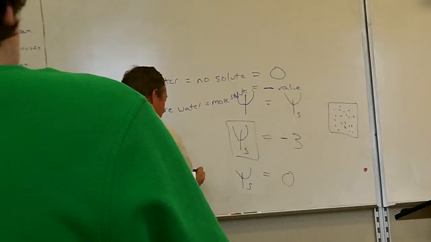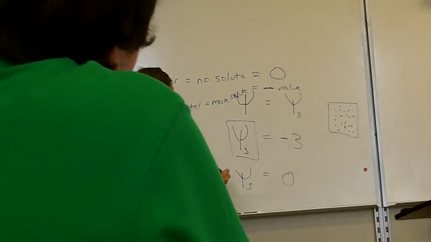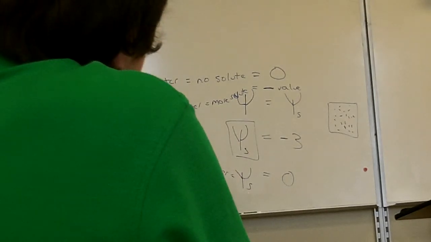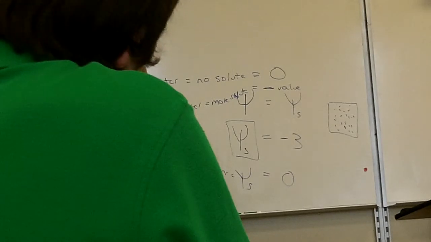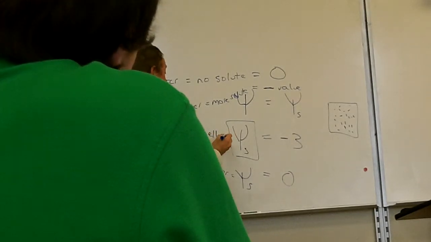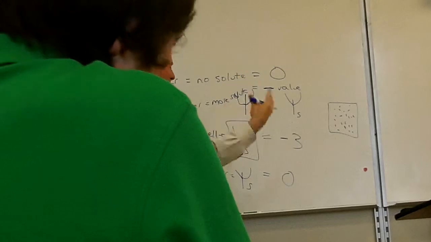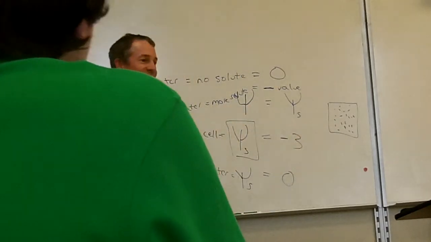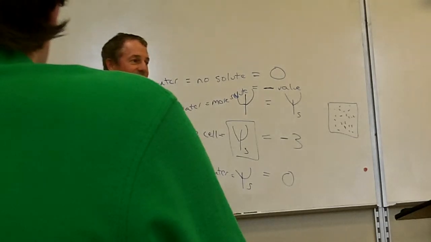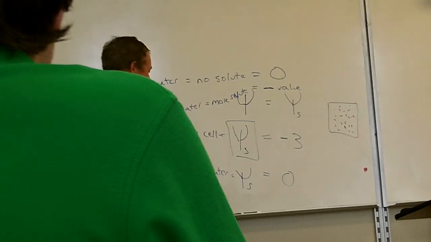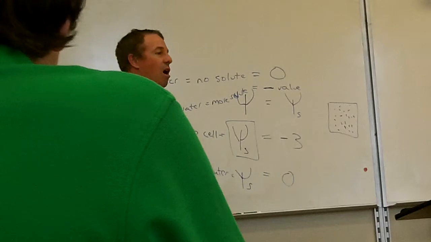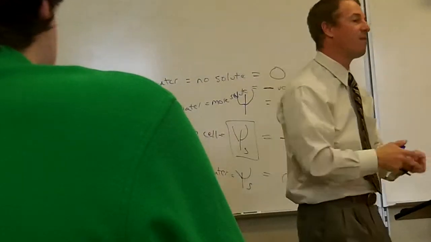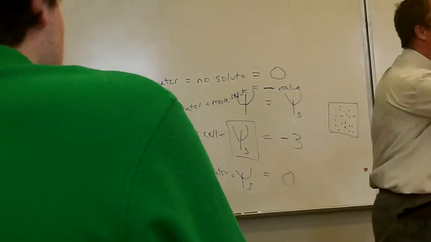So this is pure water, and this is the potato cell. So the water's going to go into the potato cell. If you have a potato cell in pure water, water will go from 0 into the potato cell. Water will go toward wherever there's solute, wherever there's salt, wherever there's sugar, water will go that way.